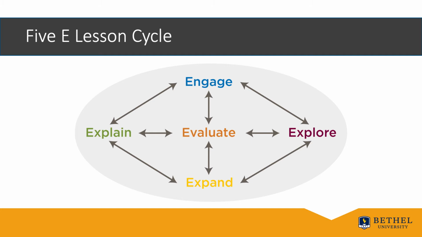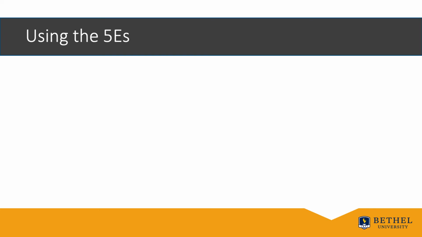So let's talk about the 5E lesson cycle. We have different components to the 5E lesson: engage, explore, expand, explain, and evaluate. As you look at these, you notice that there are constant arrows in between all of them, because during a lesson we should be moving between various parts of this 5E cycle. So let's talk a little bit about how we use the 5Es in class.